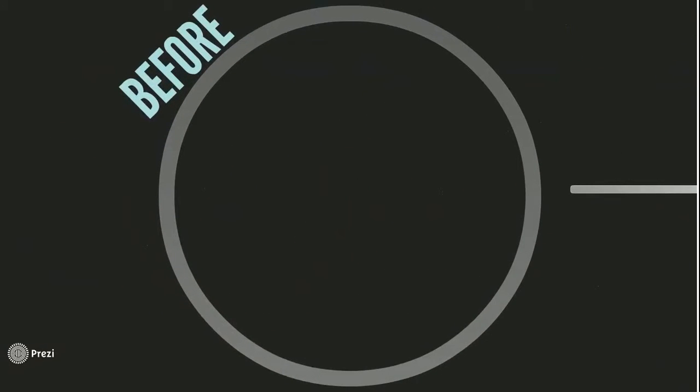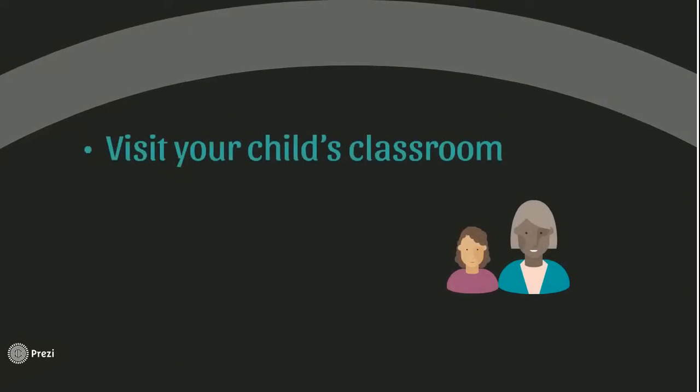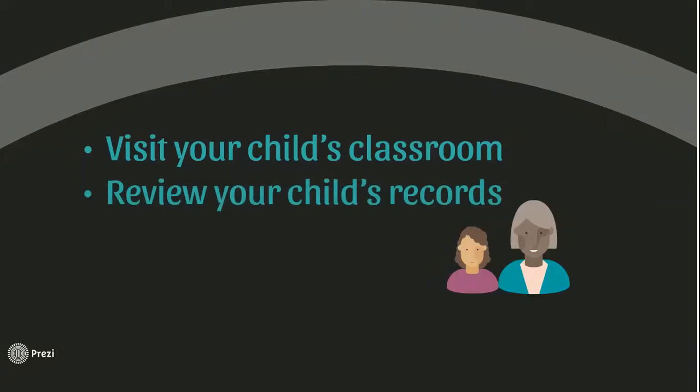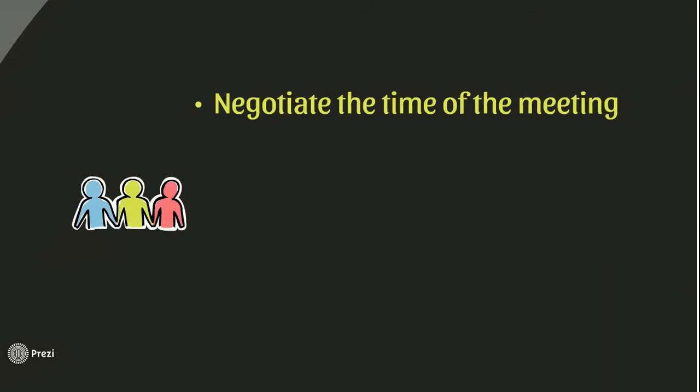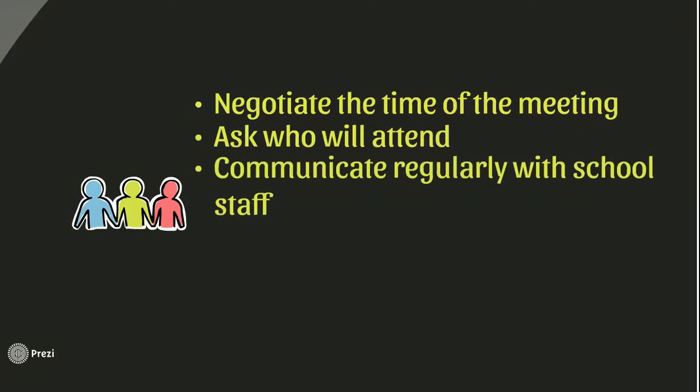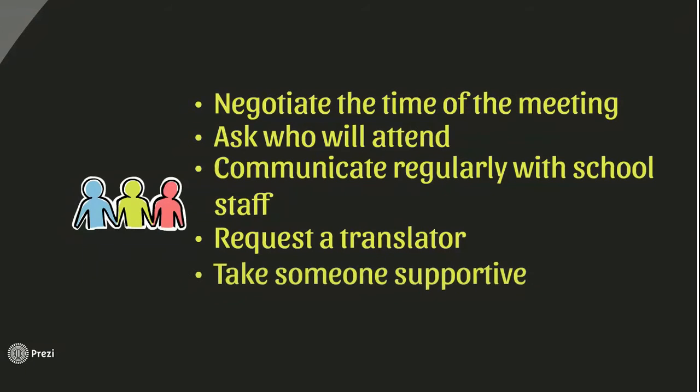There are several things a parent can do before the IEP meeting to prepare. A parent can visit your child's classroom, review your child's records, talk to your child, negotiate the time of the meeting, ask who will be at the meeting, communicate regularly with school staff, request a translator if you need one, take someone with you to serve as your support system.